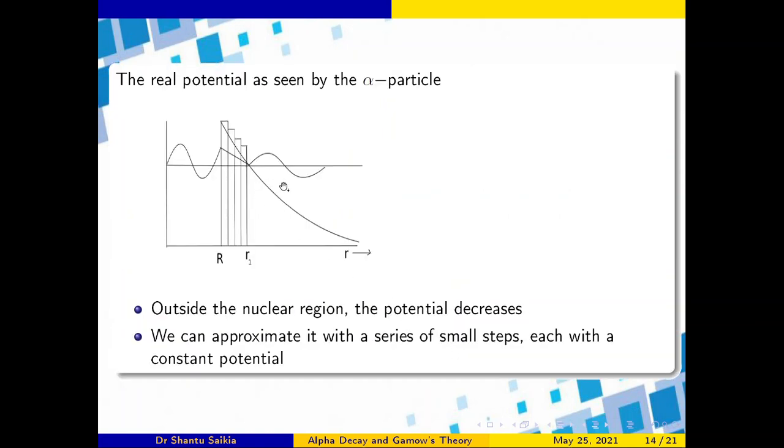Now that was for a step potential. What Gamow did, the real potential as seen by the alpha particle is of this form. So instead of this, he said, let us break this actual potential into small steps. If the step size is very small, it's almost equal to the actual potential seen by the alpha particle. Now we have found the transmittivity for a single step, so we have to add it up for all the steps. If the step size is very small, we can replace the summation by an integration. That is what Gamow did.